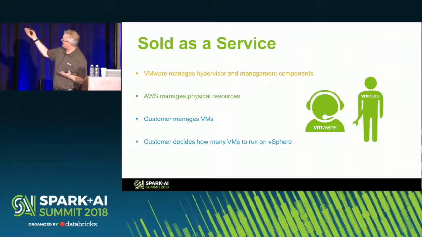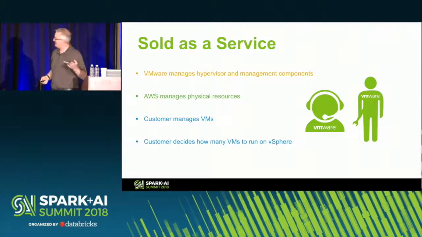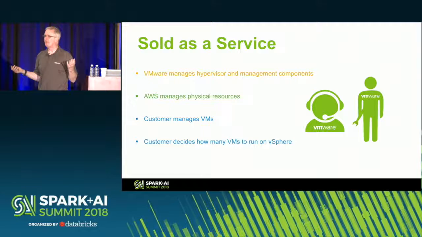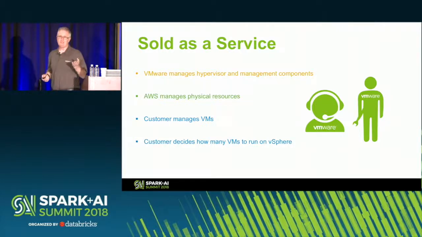first of all, VMware manages the hypervisor and management components, and AWS manages the physical resources. This is on VMware Cloud on AWS. The customer, yourselves, would manage the VMs, the creation of instances as you know them today, and the customer decides how many VMs to run on any one vSphere box. Typically, customers start off with 4 boxes. No reason you couldn't have 40 boxes or 50 boxes if you wanted to. You could start with 1 if you wanted to. But generally, we start off a customer with 4 servers to use in VMware Cloud on AWS.